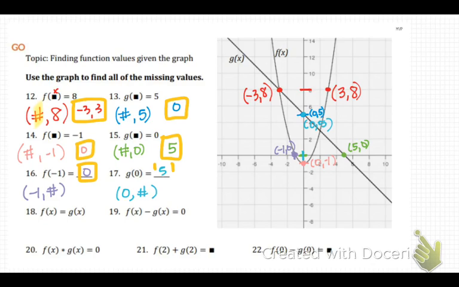And if you look, that's the same point as on number 13. We're just looking for a different thing this time. On number 13, I was looking for the x value. On number 17, I'm looking for the y value. Number 18.